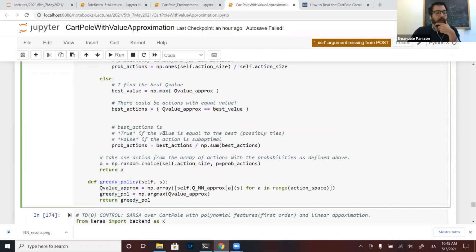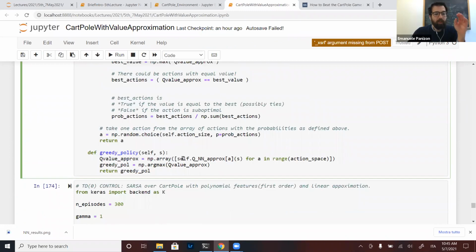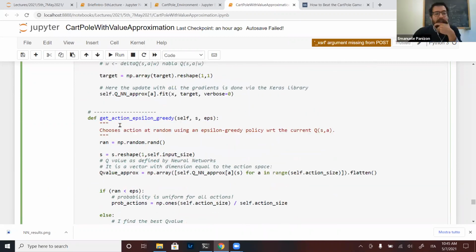Okay, so everything else is the same. Excuse me, I have a question. Could you also have done a neural network which has just states as inputs, but as outputs the vector of values labeled by actions, Q1 and Q2 as outputs? Yes.